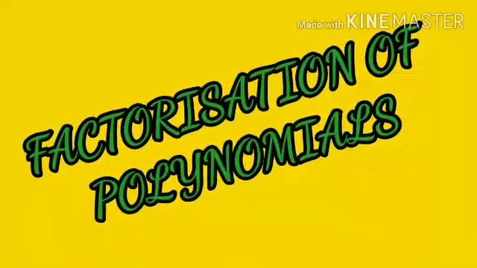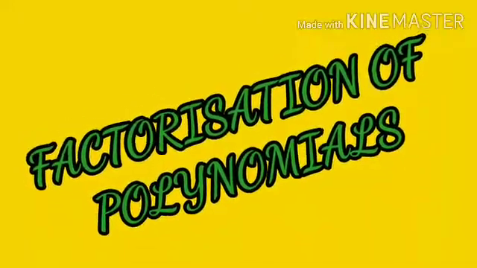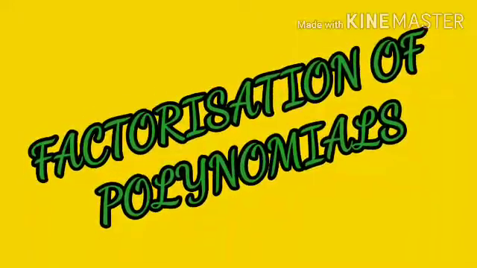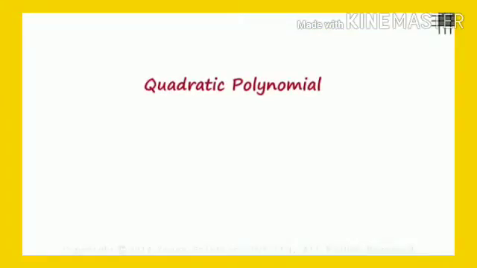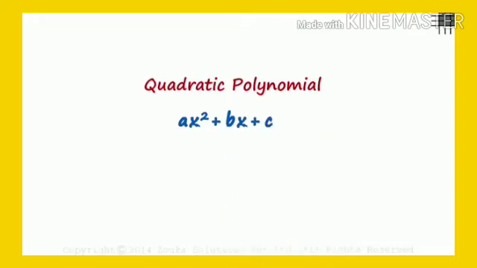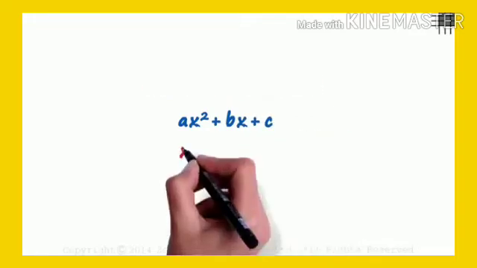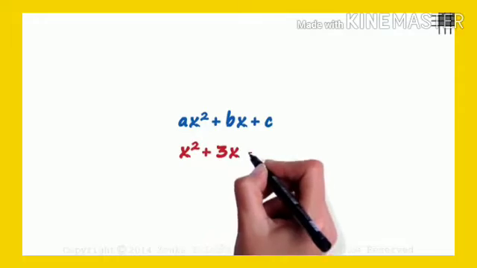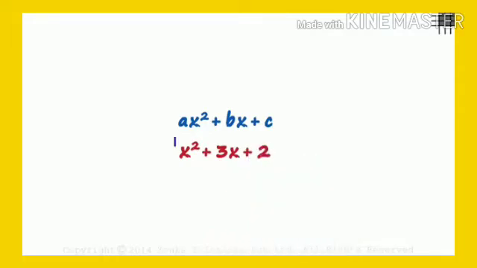Factorization of polynomials. How to find factors of a polynomial? A quadratic polynomial is of the form ax squared plus bx plus c. So something like x squared plus 3x plus 2. How do we factorize this? This is in the ax squared plus bx plus c form.